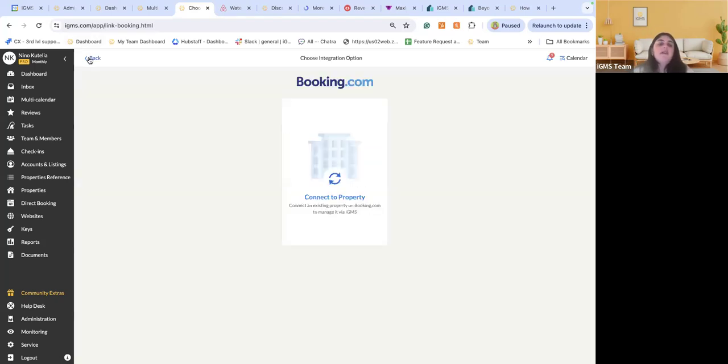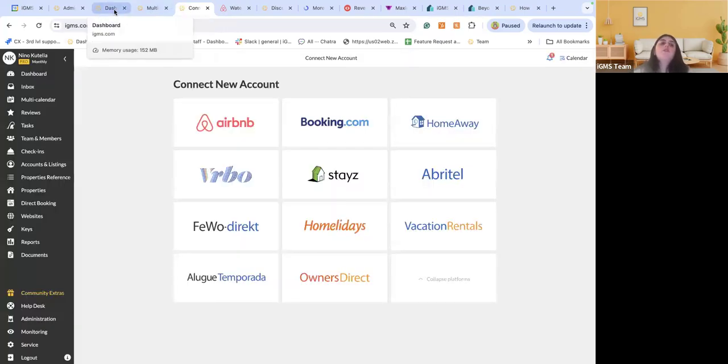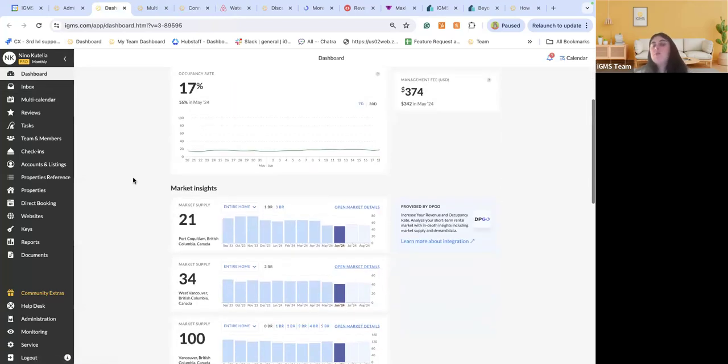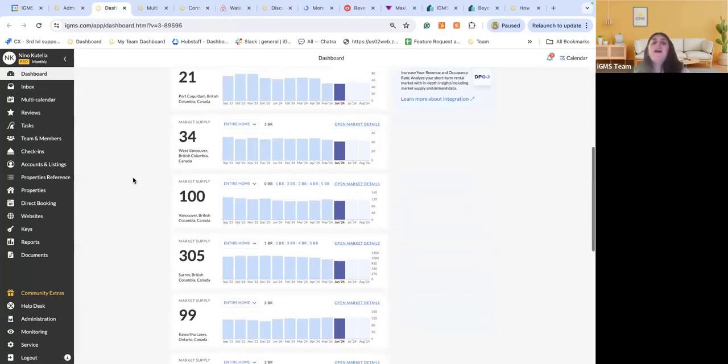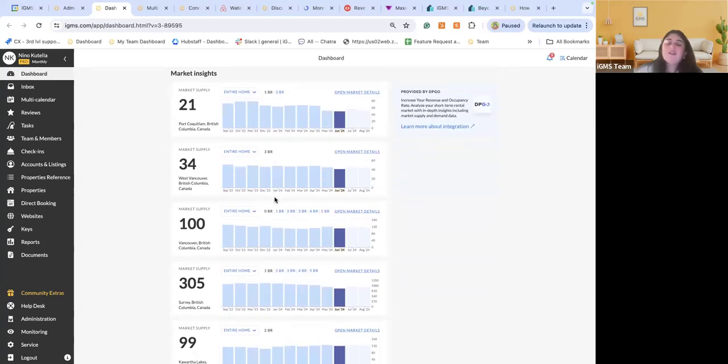And this is the last thing that I wanted to show you, which is, to be honest, one of our most innovative features yet, and that would be market insights. So for example, it will appear in your dashboard. Here I have market insights. As I have a lot of properties on there, it shows me market insights for a different number of properties and in different locations as well.